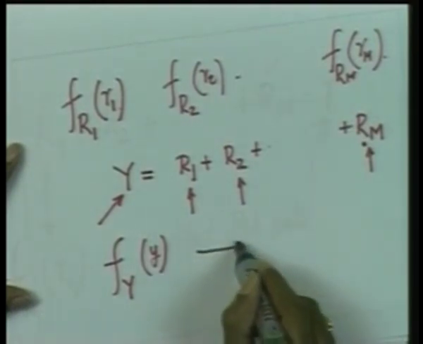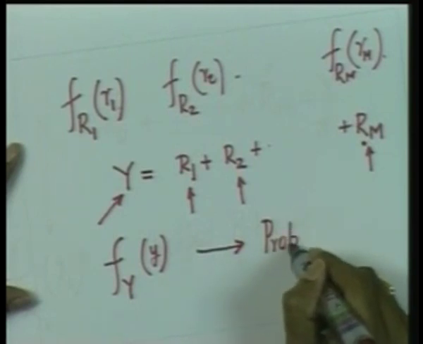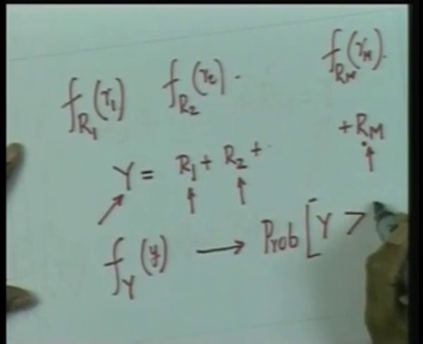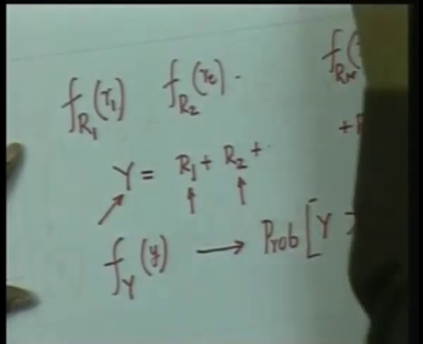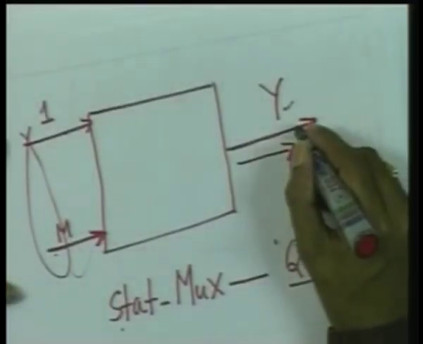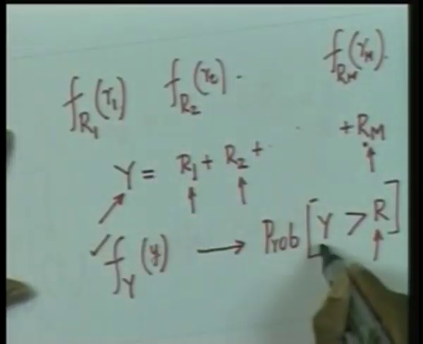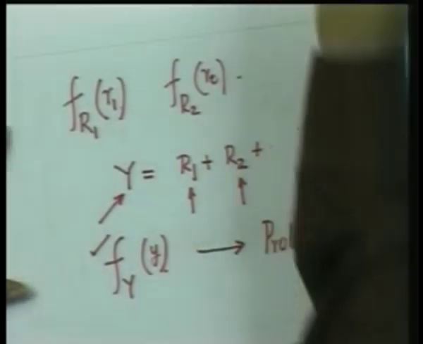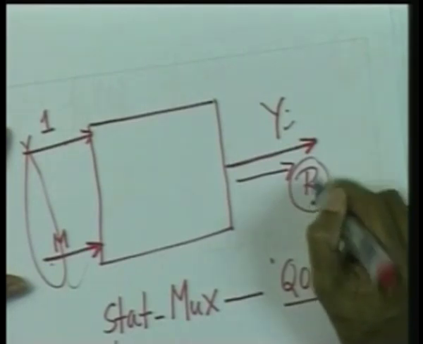Now from this density function, we can easily determine the probability that y will exceed R, where R is the output link capacity. This can be determined by evaluating F_Y(y).